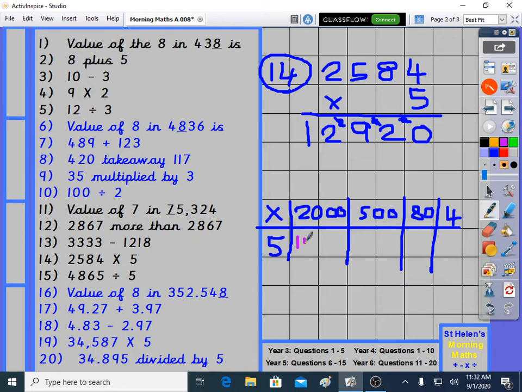5 times 2 is 10. Place 3 zeros. 5 times 5 is 25. Place 2 zeros. 5 times 8 is 40. Place 1 zero. 5 times 4 is 20. I wonder if I can add this up in my head. 10,000. Yeah, that's going to be right. But I will show you the addition anyway.